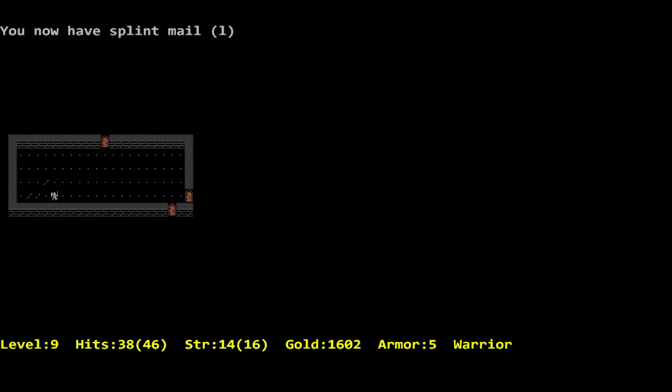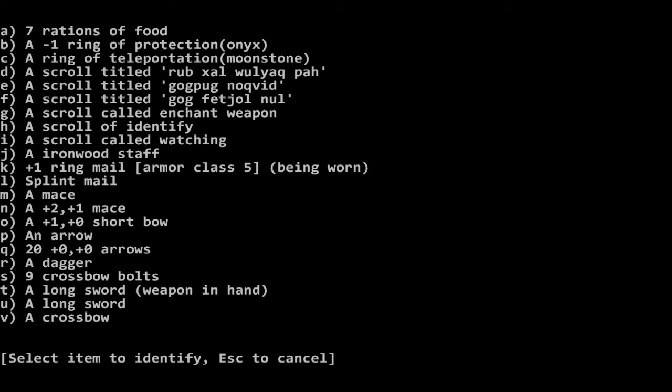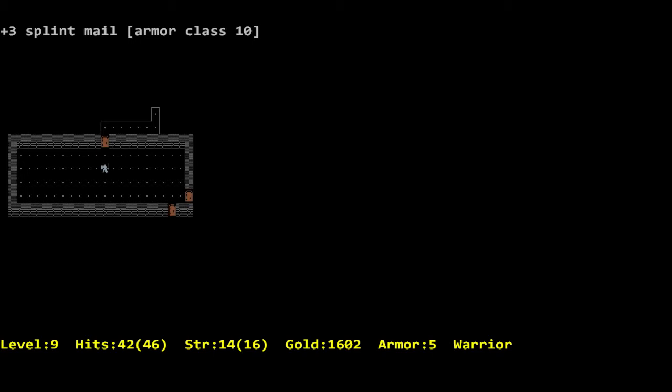Okay. Splint mail, which is probably better than ring mail. We can identify it actually. Let's just do that. Let's just identify. It vanishes. Identify scroll. Experienced rogue. Oh, +3 splint mail. Armor class 10. That is awesome. We will have to be careful about our armor here.